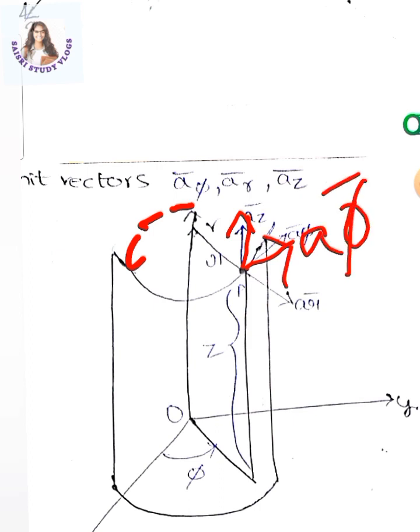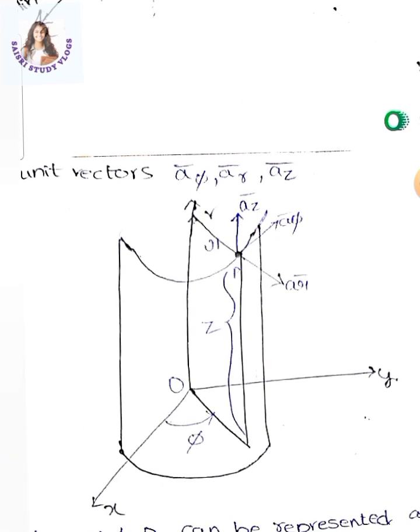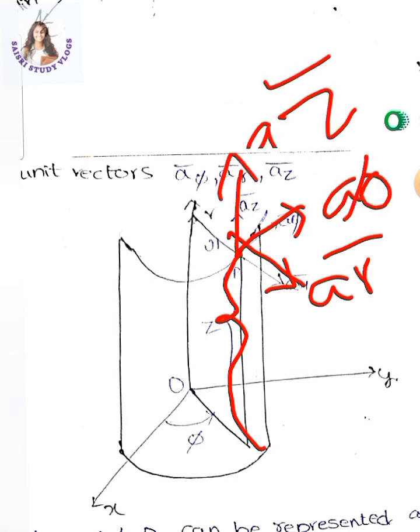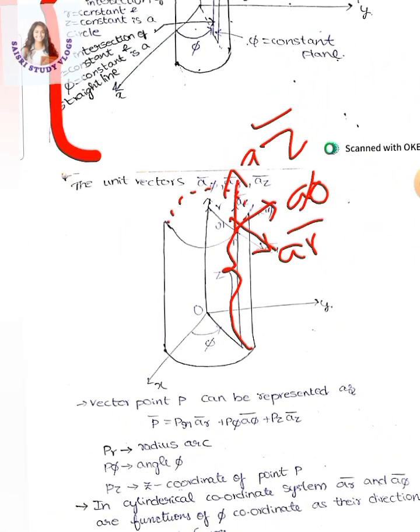These three are unit vectors. We can see the distance between P and the angle phi, in the plane. The plane length, or the height, is Z, and the direction of this is AR bar. This direction is A phi bar, and this direction is AZ bar. So these three are unit vectors. If we consider it as a cylinder, then we can understand.